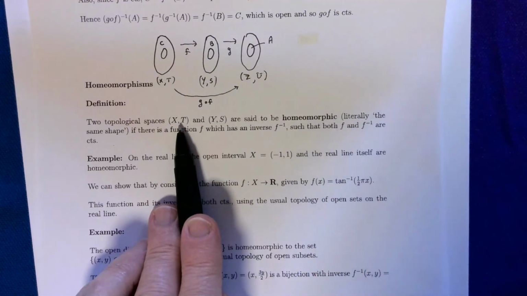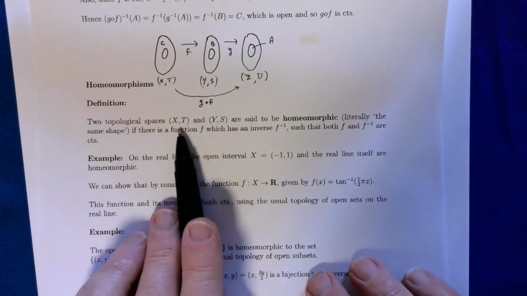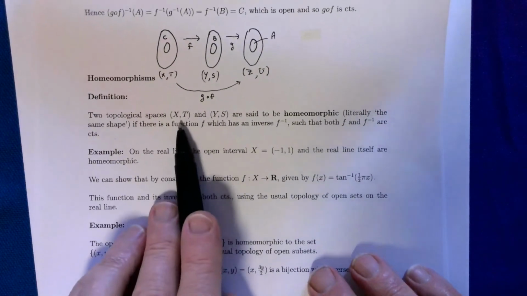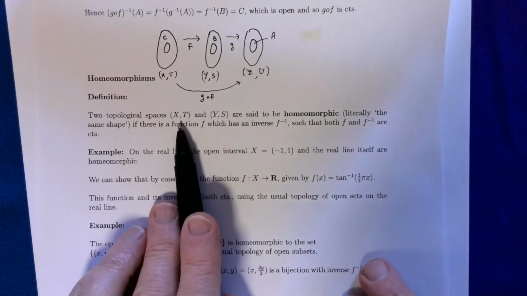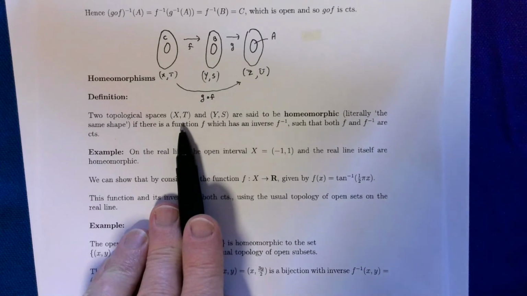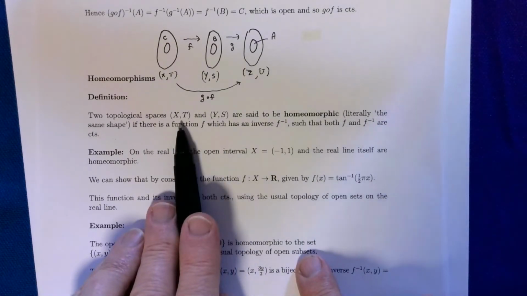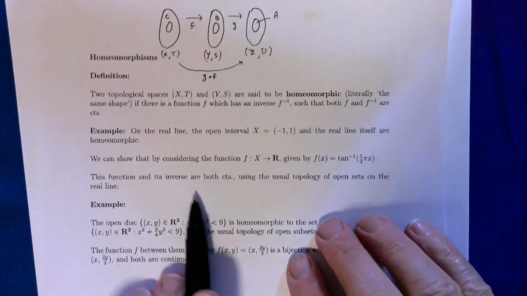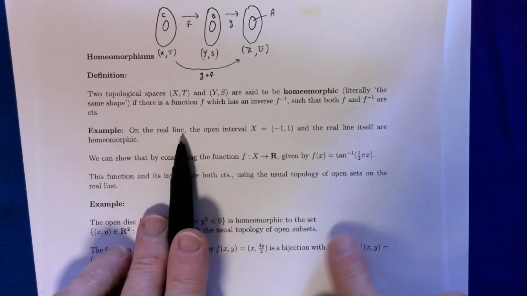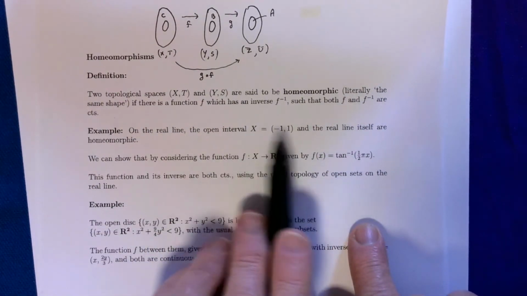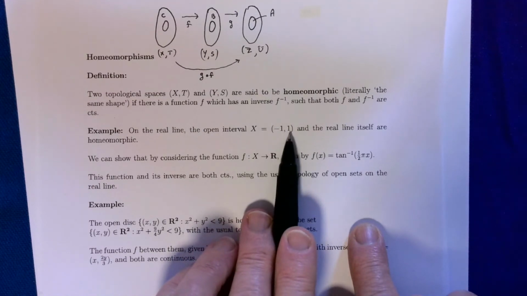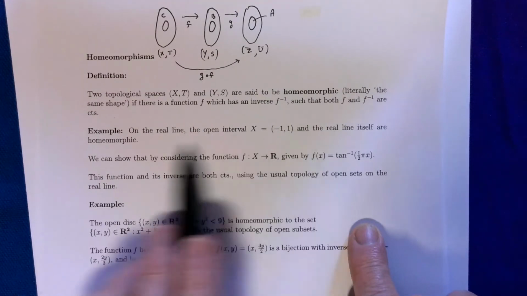And this is really leading us, well, we're not going to go any further with it, but this really leads into one of the other branches of topology, which is looking at what shapes are essentially the same, that one can be deformed continuously into another one. Anyway, so on the real line, the open interval X equals (-1, 1) and the real line itself are homeomorphic.